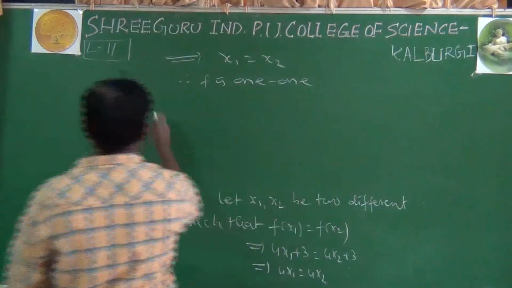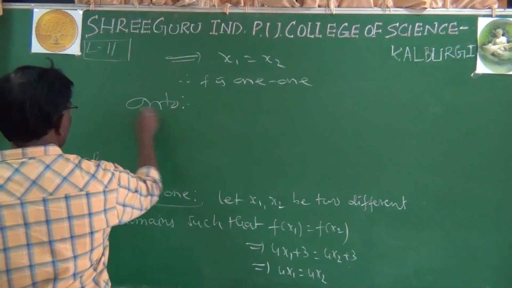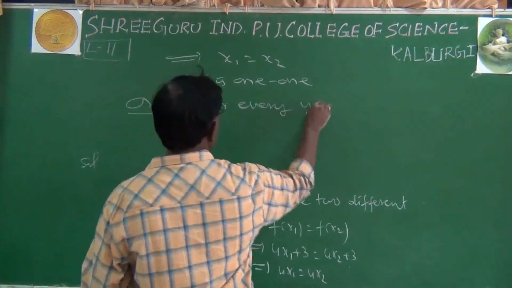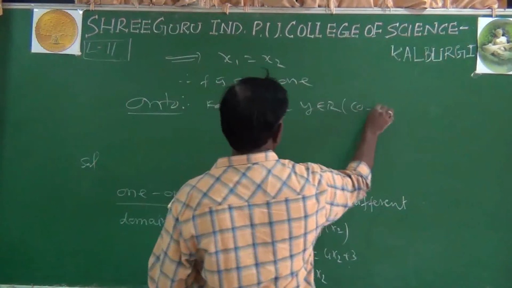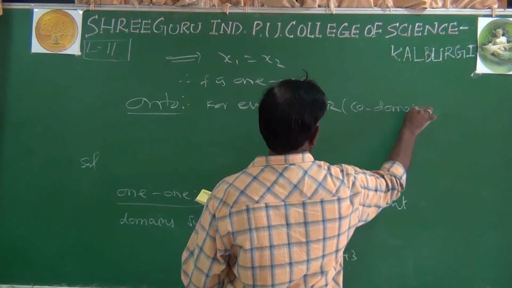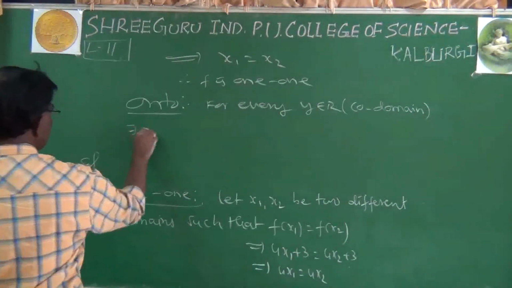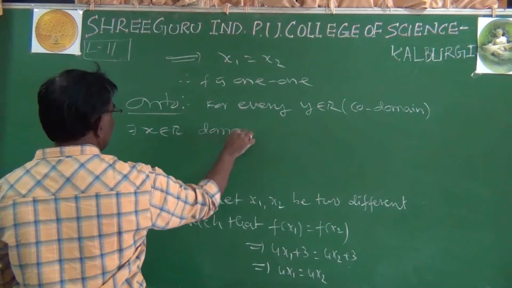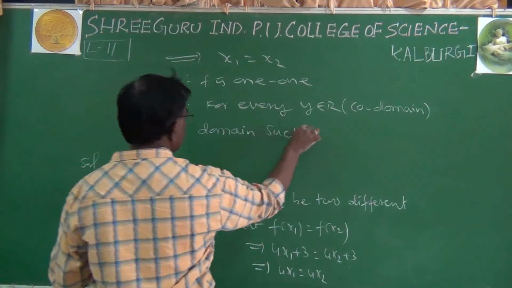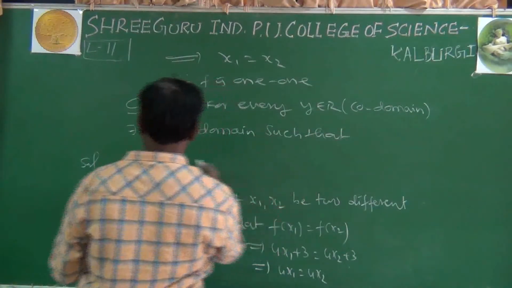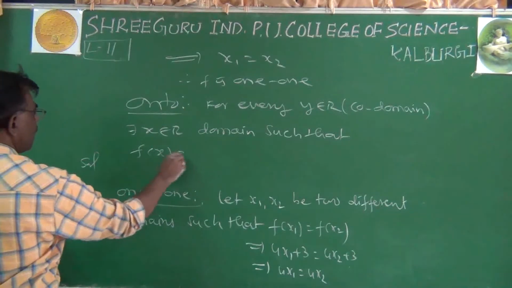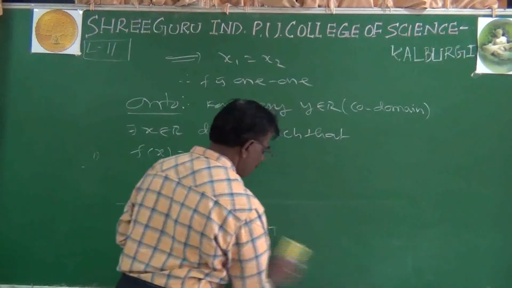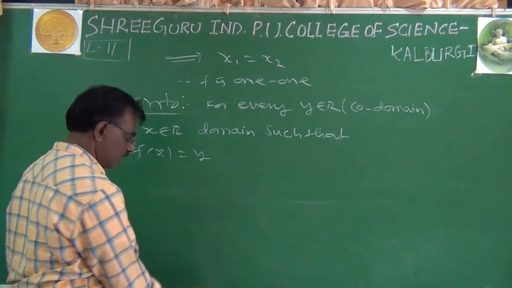Then what is next? Onto. For every y belongs to R, this is for the codomain, there exists x belongs to R, the domain, such that f of x equal to y. And this goes on to give the x value in terms of y only.